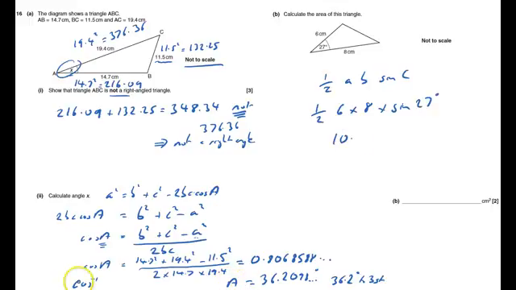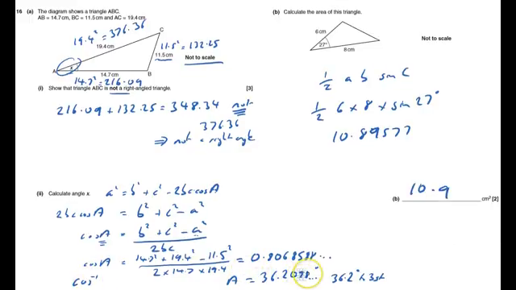And that gives 10.89577. And so I'll call it 10.9. Because, 10.9, let's round it up. 10.9 centimeters squared. That's question 16 done.